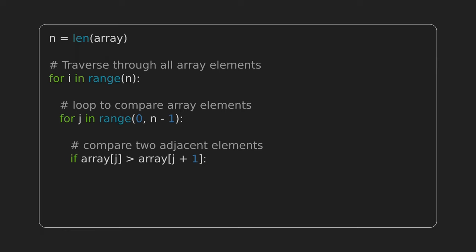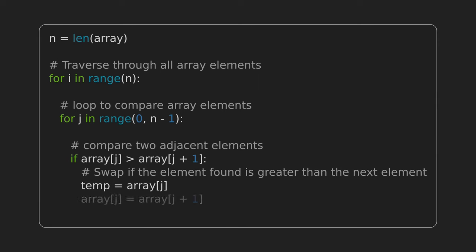In the second loop, the j's value starts from 0 to n minus 1, and we are comparing each item with the next one. And the last part, that's for swapping. If the item at index j is bigger than the item at index j plus 1, we need to swap them using a temp variable.